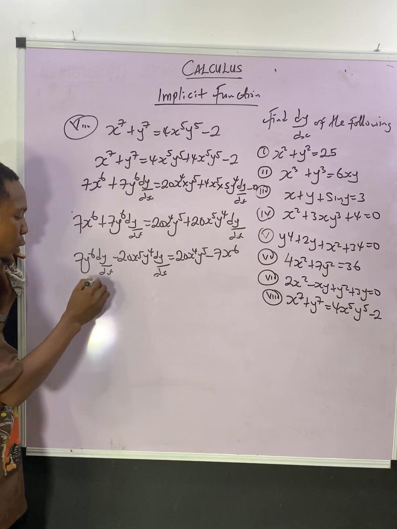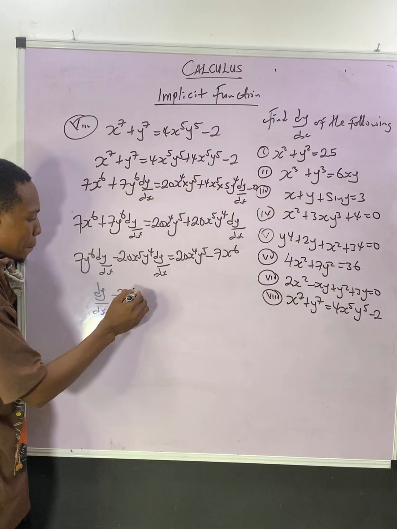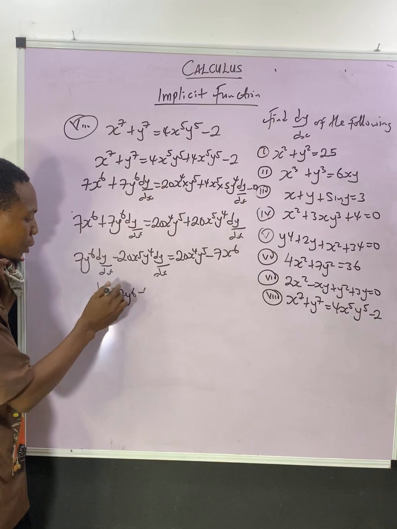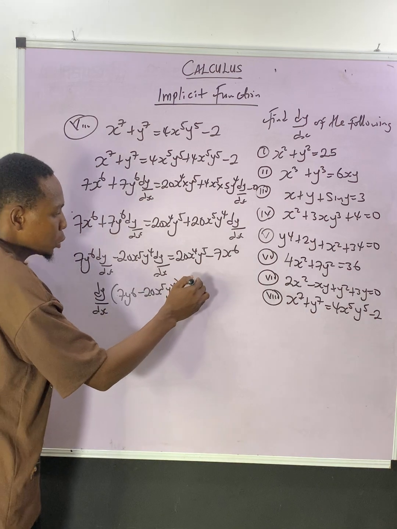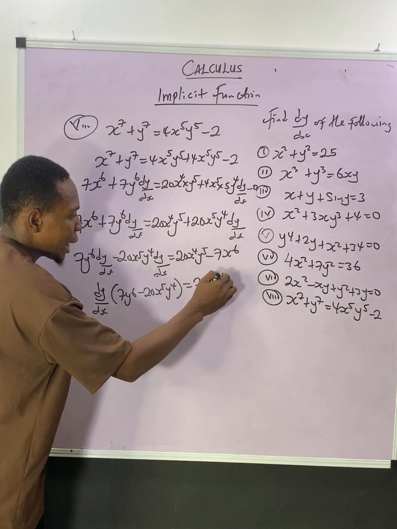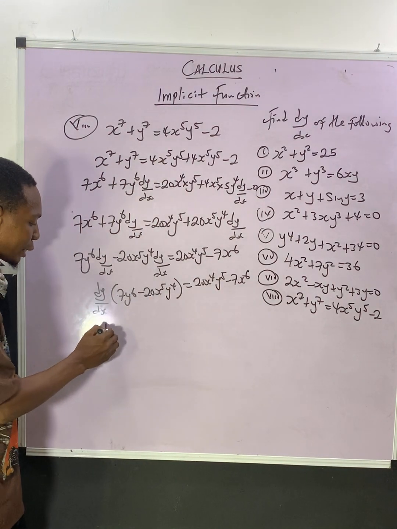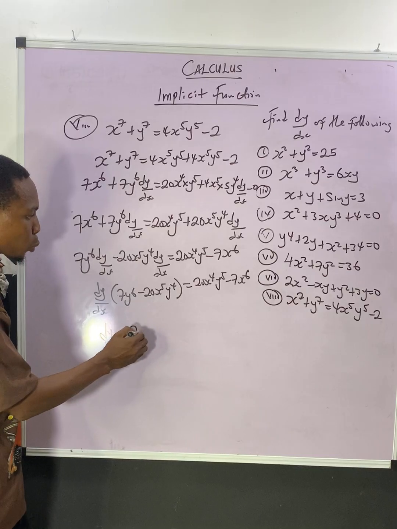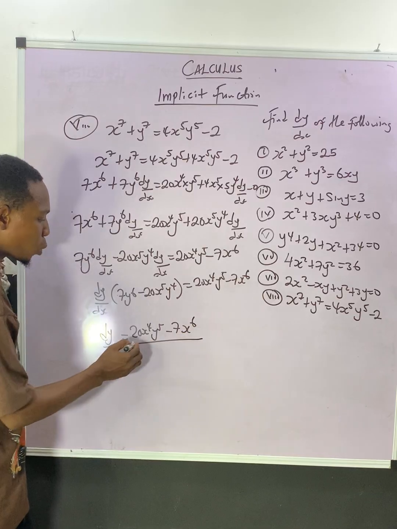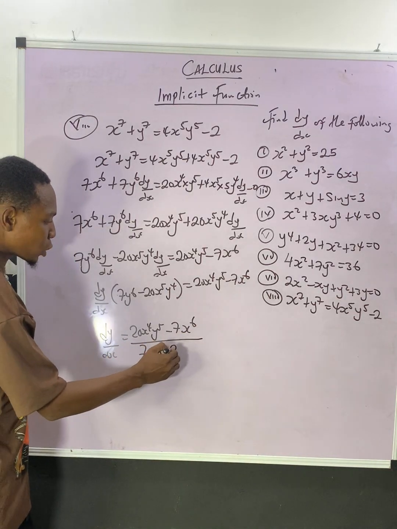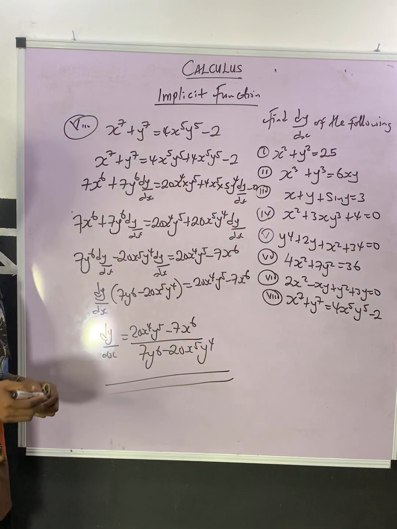So dy/dx is common. If you factor out dy/dx, we are left with 7y to the 6 minus 20x to the 5 y to the 4, equals 20x to the 4 y to the 5 minus 7x to the 6. To get dy/dx, divide both sides by this. So our final answer, dy/dx, will be 20x to the 4 y to the 5 minus 7x to the 6 all over 7y to the 6 minus 20x to the 5 y to the 4. So that's the final answer.